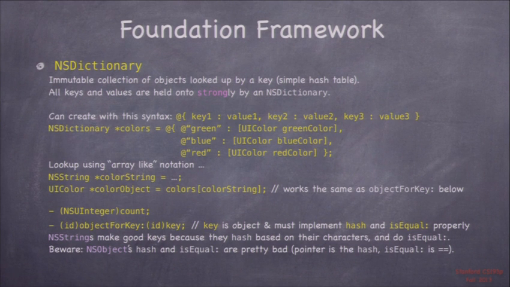Strings are excellent keys in NS dictionaries, and so I would say strings are the key in a dictionary 90% of the time. Okay? They're very good, they hash really well, they're very fast to do is equal, etc. Of course, immutable, again, we'd like to sometimes add things to our dictionaries.